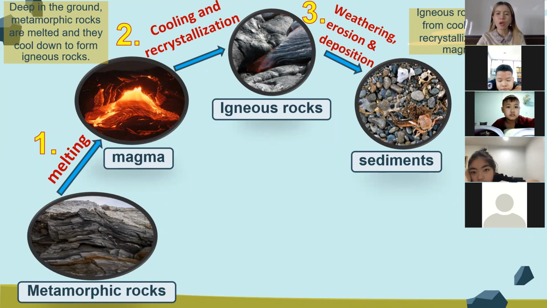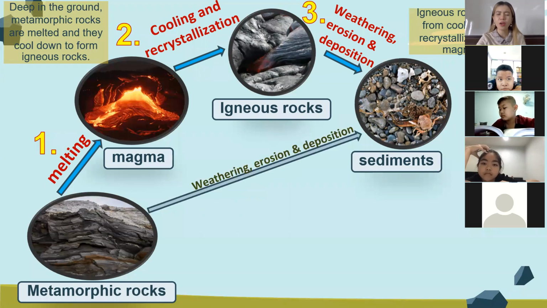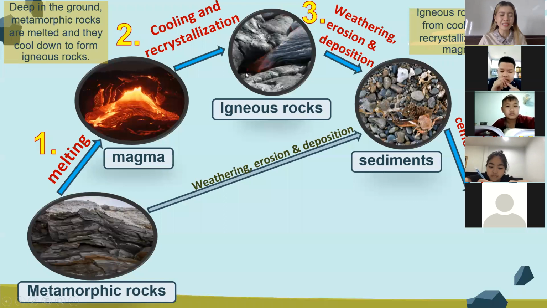Okay, now after number three, class, by the way, it's not only igneous rocks that can form sediments, but also metamorphic rocks. Do you understand? Yes. Okay, now let's move on to the fourth step. If these sediments are compacted and cemented, they will form what?